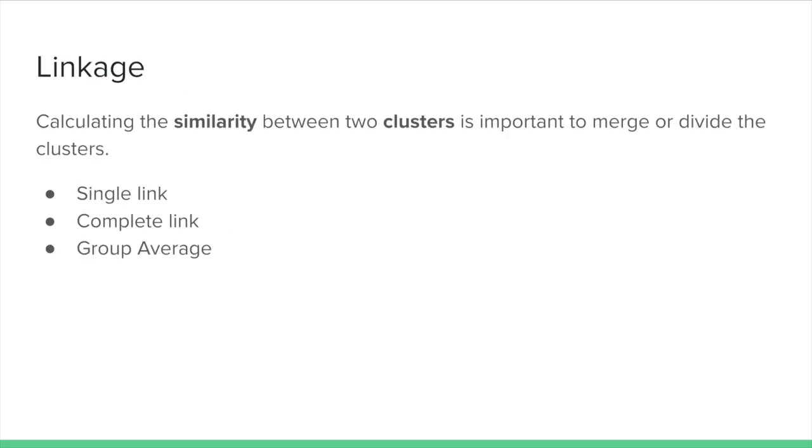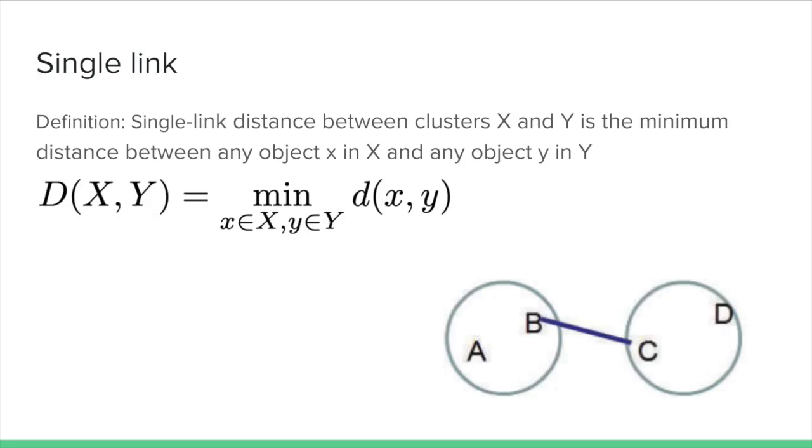All right, here comes the major problem about how we update the proximity matrix. It turns out that linkage is really important in agglomerative clustering. We'll talk about 3 commonly used linkages, which are single link, complete link, and group average. The linkage calculates the similarity between 2 clusters, which is important for us to merge or divide the clusters. So I'll go ahead and talk about the single link.